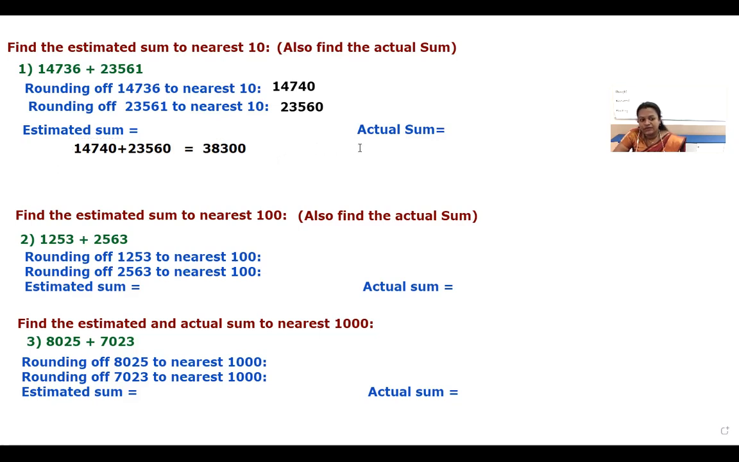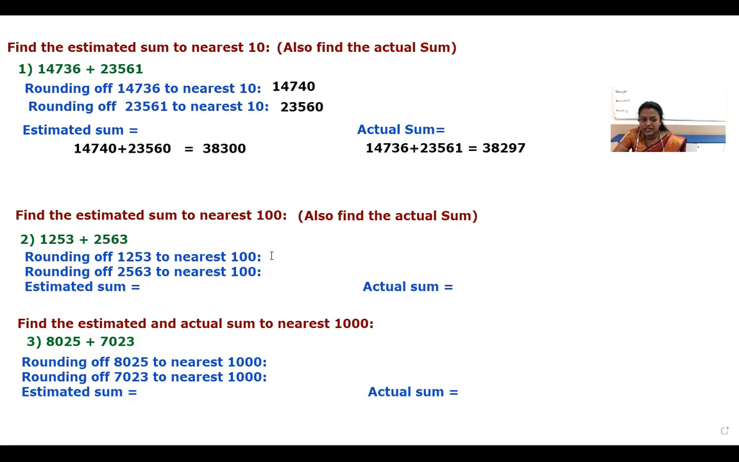In case of actual sum, we do the addition of 14,736 plus 23,561. It results in the addition: ones place we have 7, tens place we have 3 plus 6 as 9, 7 plus 5 as 12, where 1 is to be carried. We have 4 plus 3, 7 plus 1 is 8, and 2 plus 1 results in 3. So we have the actual sum as 38,297. If you notice both the answers, they are close. So this is what we are doing with the estimated sum: if actual is asked, you add the numbers, whereas if estimated, you will be adding the rounded off numbers.